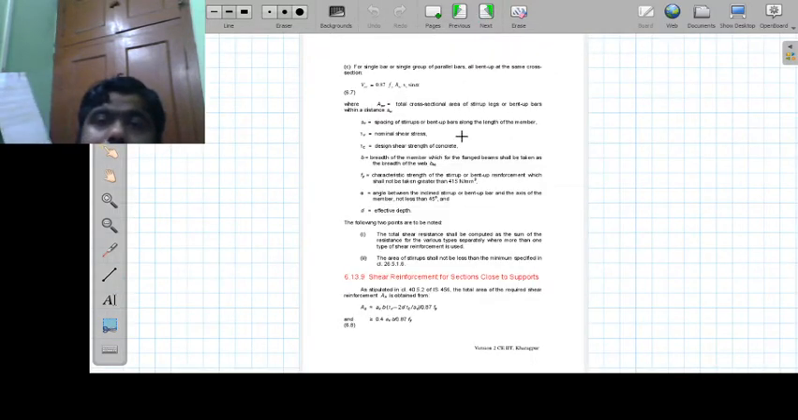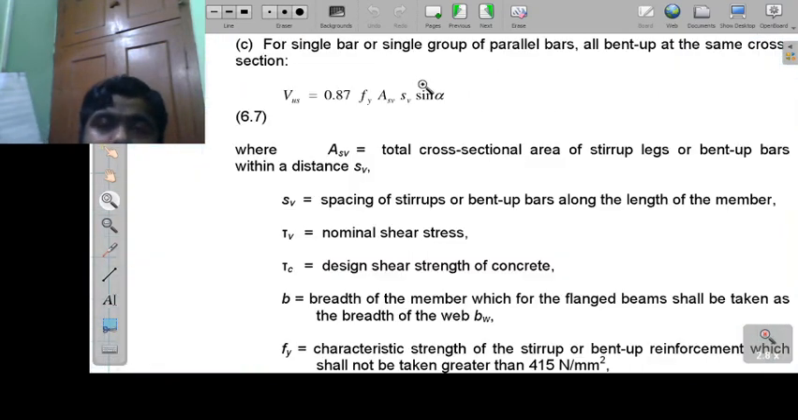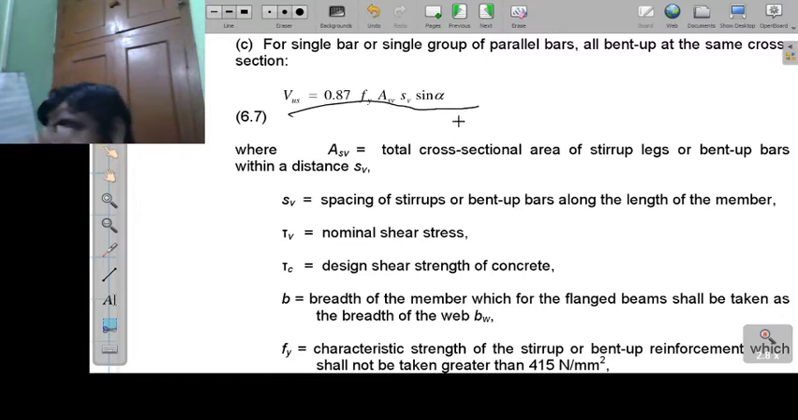It is said that when we are providing this shear reinforcement only in a single group, that is, bent up bars all together, then what is to be done? In this case, since the spacing of the centers will not come, we can use 0.87 fy Asv sin alpha. This Sv is not there, this is wrongly written. You can correct it. This will be 0.87 fy Asv sin alpha.